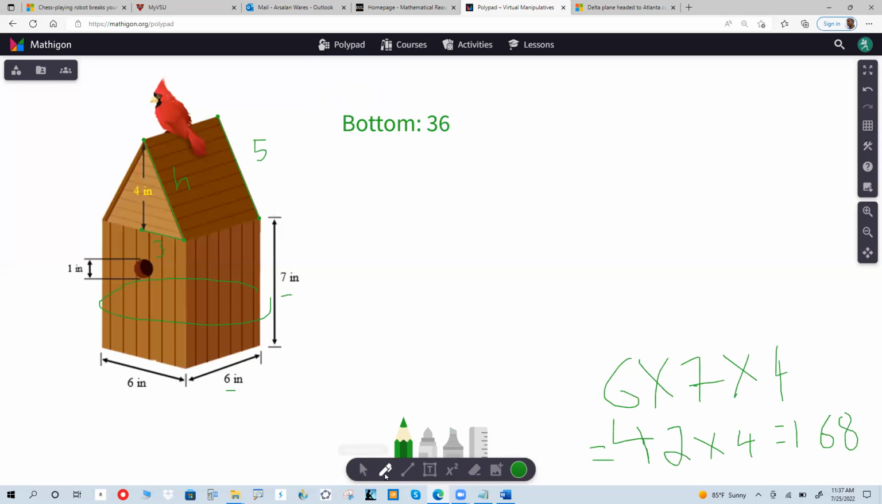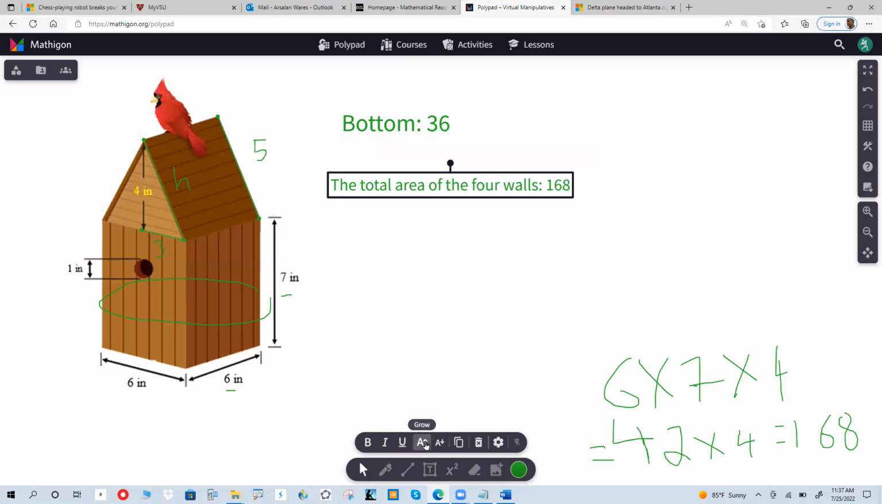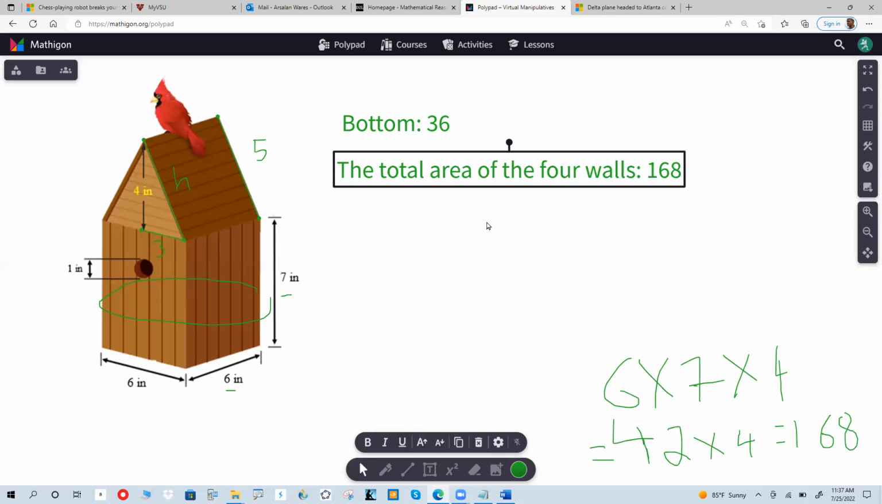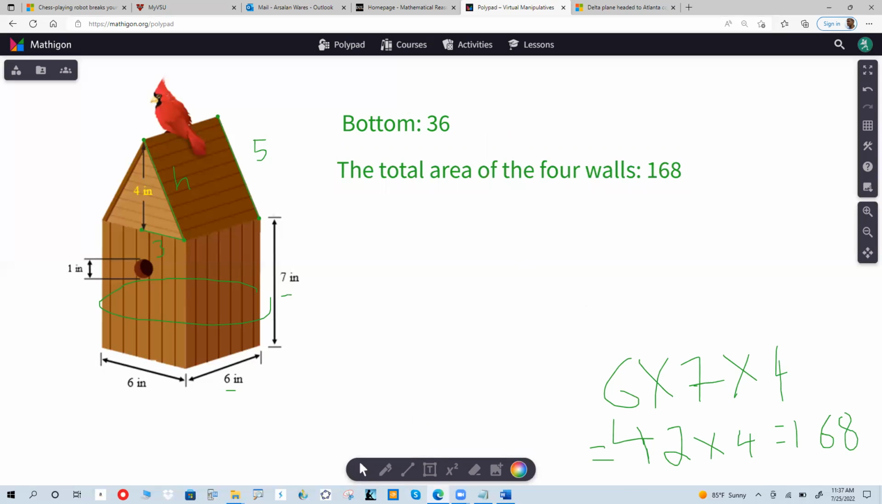So I'm going to write it down, the area of the four walls, and you can write it down, the total area. And where's 36? I'm writing it down so that we can kind of refer to it. 168. I'm going to check it again if I'm wrong. I think that's correct. Now, I have to take the roof.